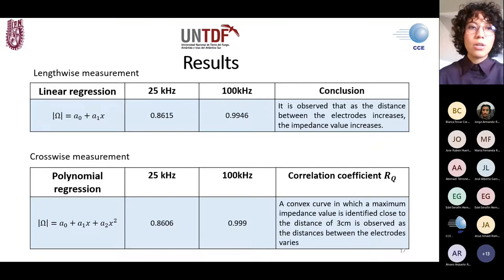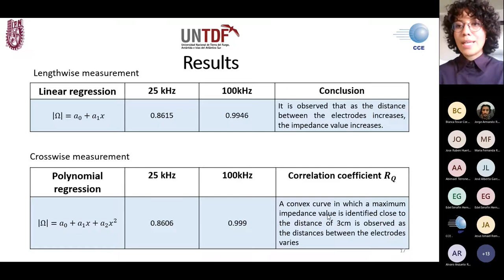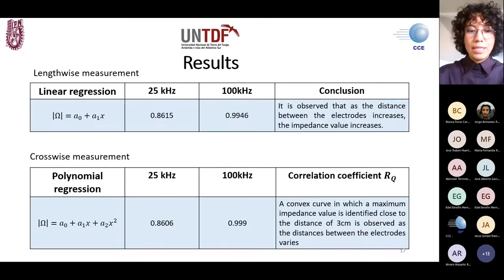So we can conclude in these cases that, for example, in the lengthwise measurement, as the distance between the electrodes increases, the impedance values increase. On the other hand, in the crosswise measurements, we observe a convex curve, and we have a maximum value at around a distance of 3 centimeters. And also we can observe that the impedance values in lengthwise measurements were higher than those obtained from crosswise.